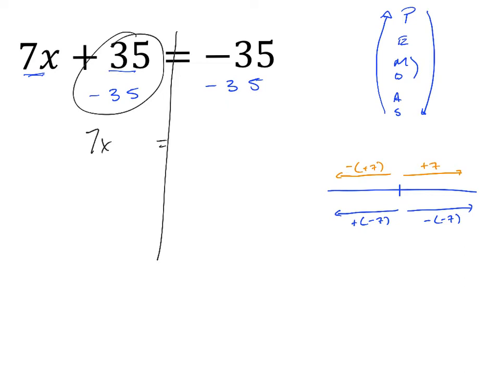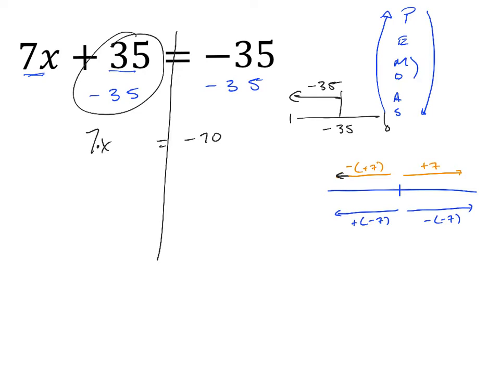Okay, and then what I need to think about is that I'm subtracting 35. If I'm subtracting, you're either adding a negative 35 or subtracting a positive, so we're going to the left. If I was going to the left 35, and I started at negative 35, well, zero's over here, so I'm going to be at negative 70. Okay. So now this is 7 times x equals negative 70.